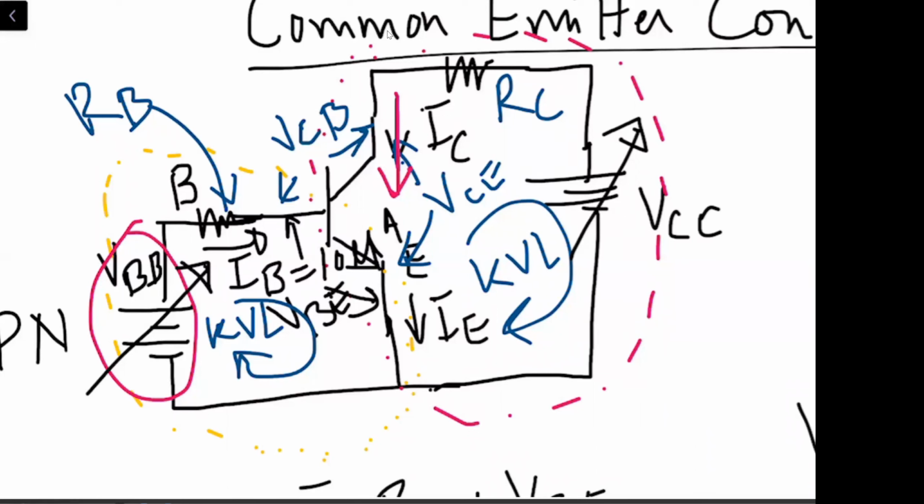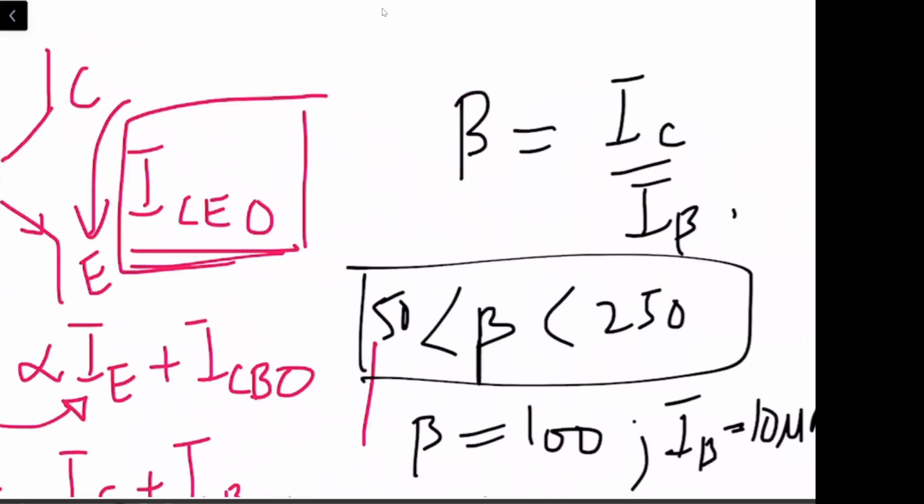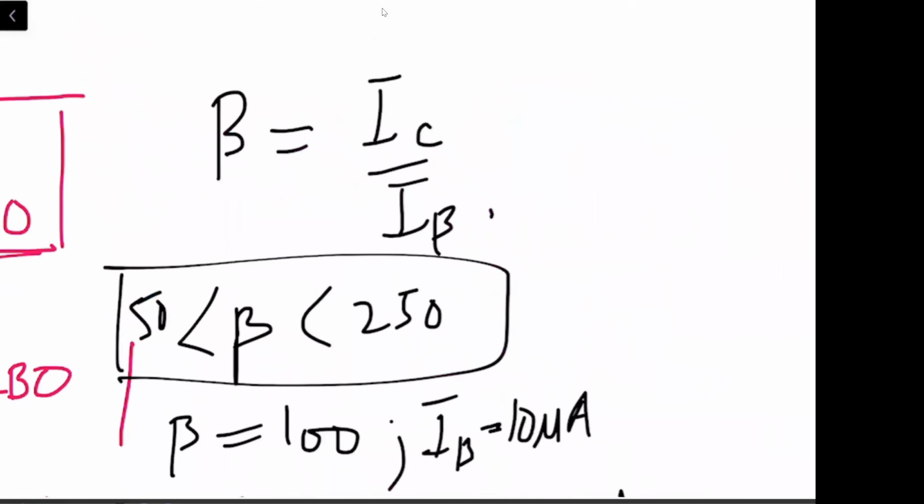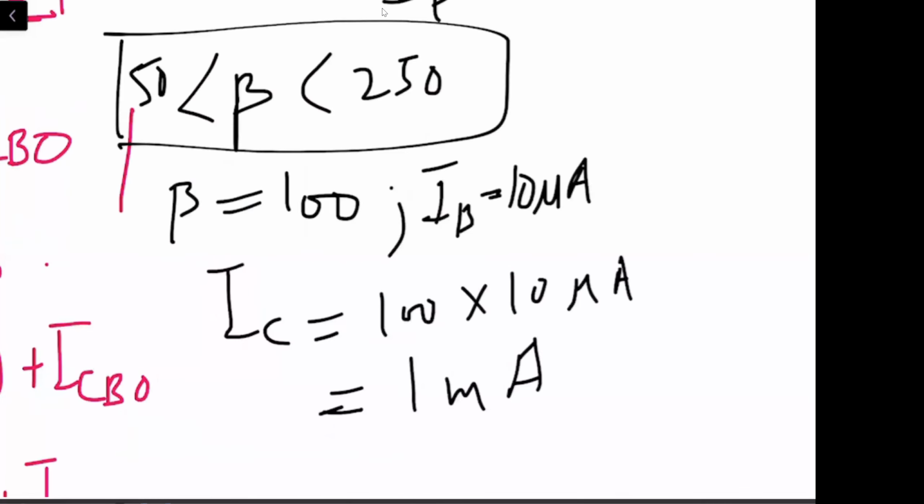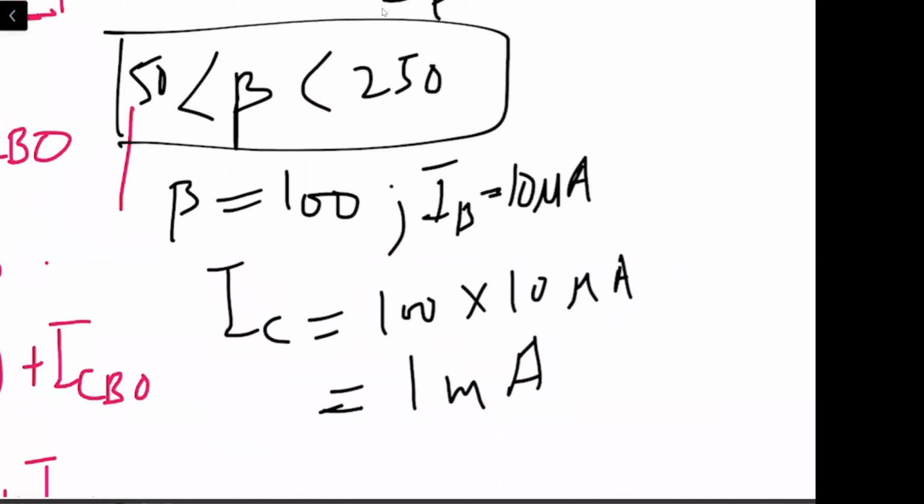So for that, what we have is this thing which is called beta. Beta is basically the ratio between IC and IB. Normally the value of beta is in the range of 50 to 250. So we take one practical value from here, let's suppose beta is 100. To have a simple calculation, this means IC will be equal to 1 milliampere over here, right? Are you with me now?